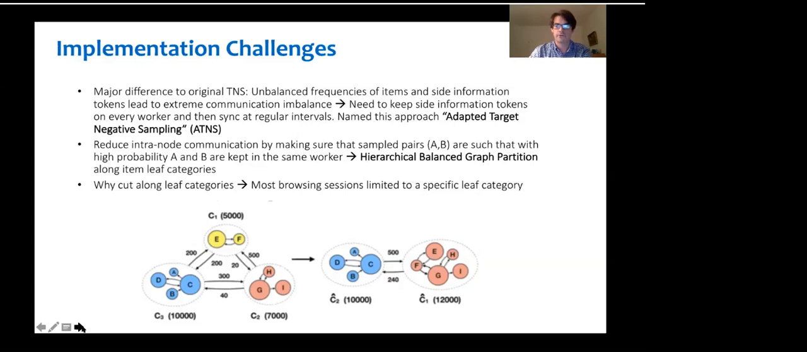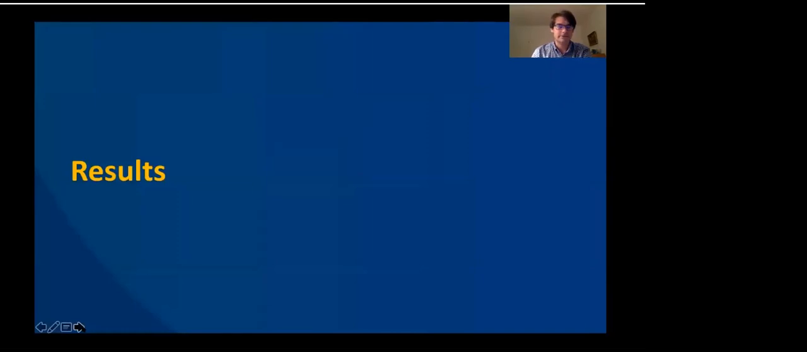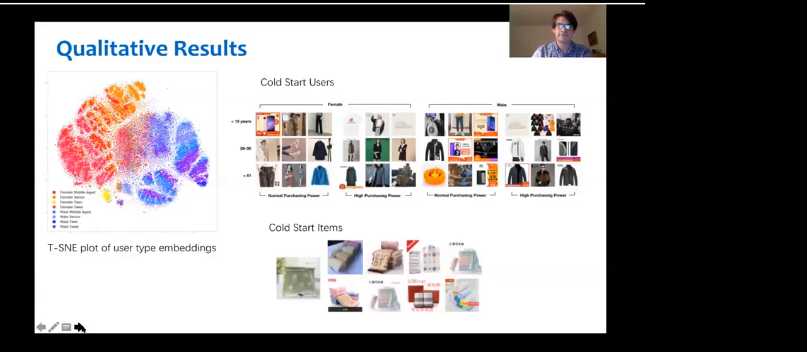Again, I would prefer, since we don't have much time in these presentations, that you look for the details in our paper. So now let's see what that looks like eventually. First, a qualitative result, just to evaluate the embeddings from a high-level point of view.